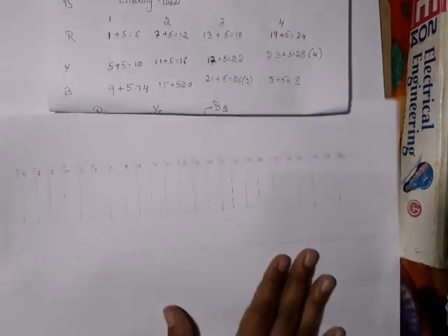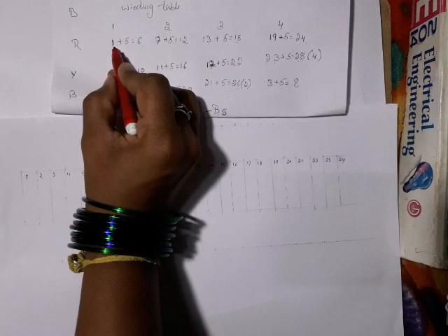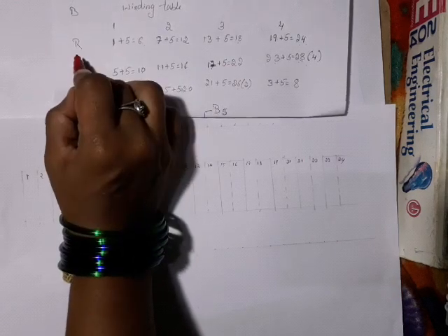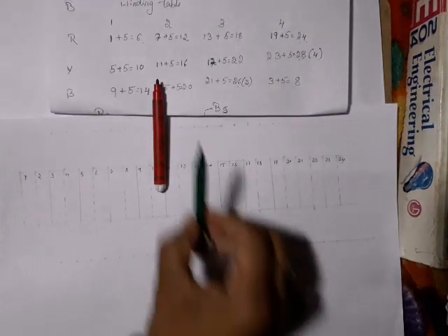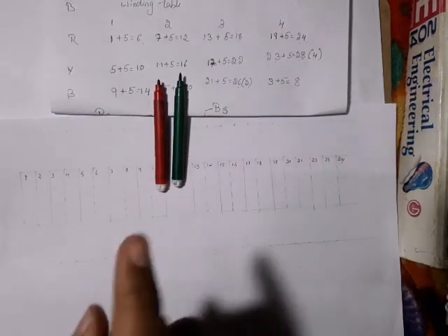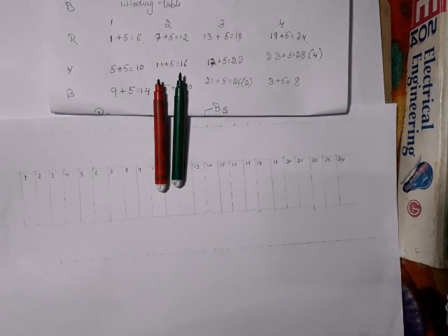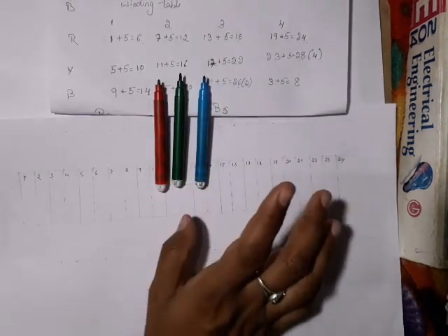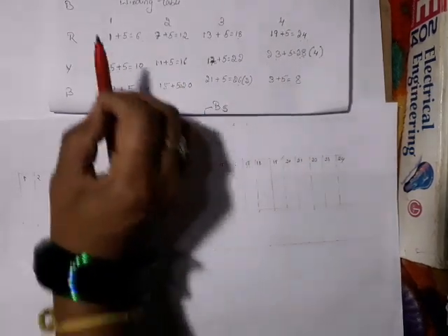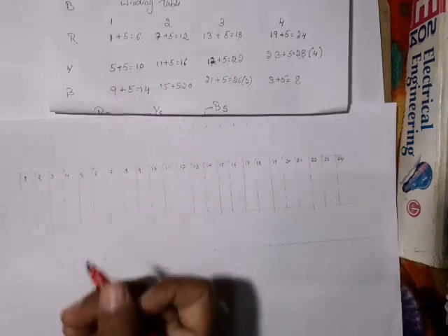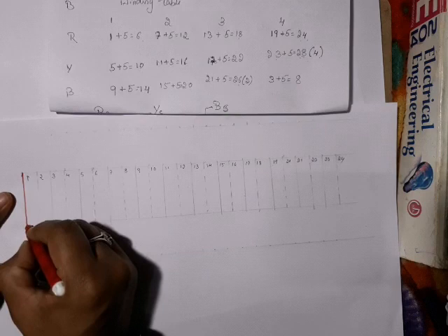Yes, fine. So your first coil belongs to which phase? R phase. So for R I am using red color, for Y I am using green color. Why? Because if I write in yellow color you cannot see that properly. And for blue I am using blue color. So first I will go with R phase. The first coil belongs to R and the first coil is a straight line.